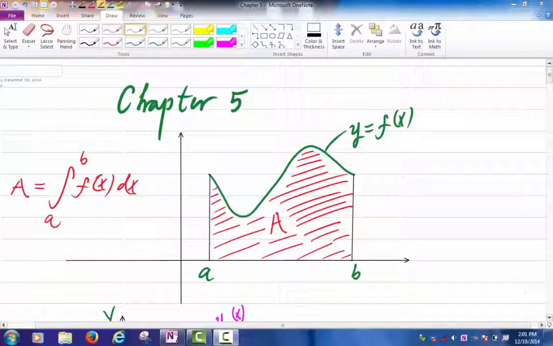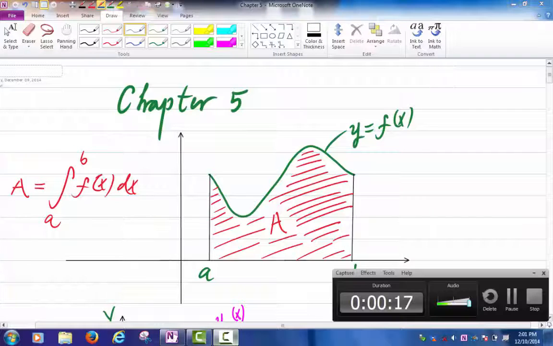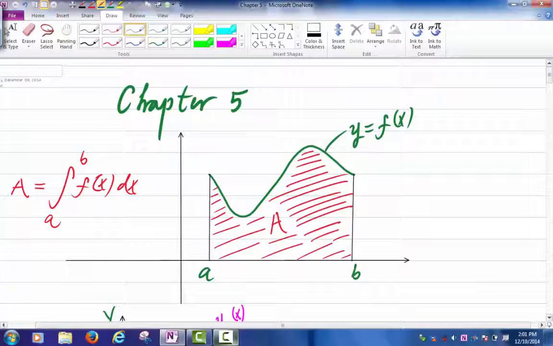Okay, so what we are going to do today is chapter 5. Chapter 5, the first thing that I want to talk about is finding areas of certain types of regions.